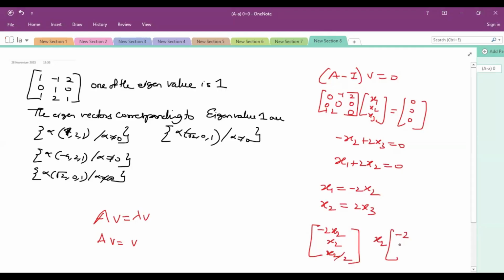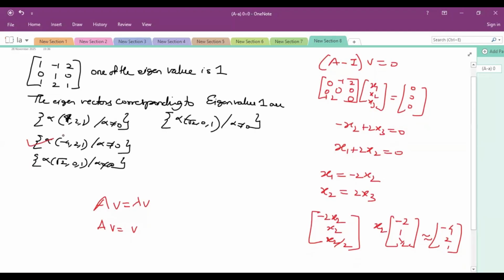So minus 2, 1, 1 by 2, which is equivalent to saying minus 4, 2, 1. Is that negative sign coming into the picture? Yes, it is there. Minus 4, 2, 1. Yes, I was taking an extra minus, that is why it got plus. So minus 4, 2, 1 is the eigenvector, and any multiple of this will be an eigenvector of the eigenvalue 1.